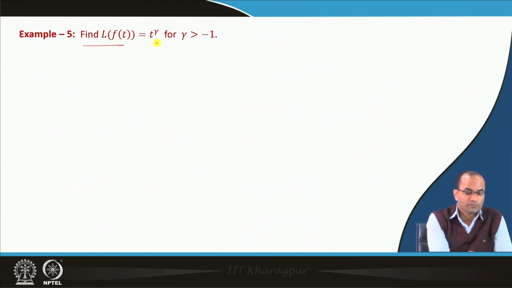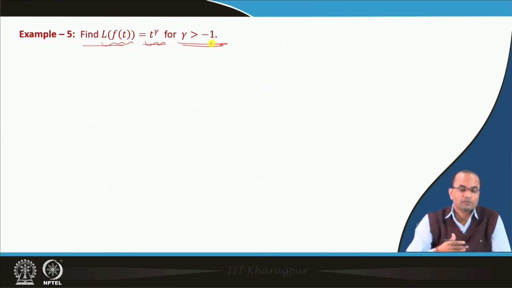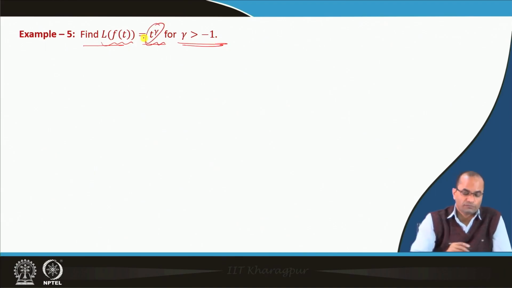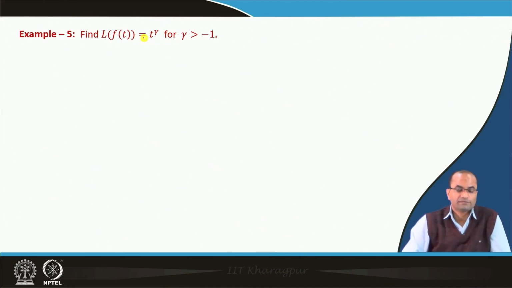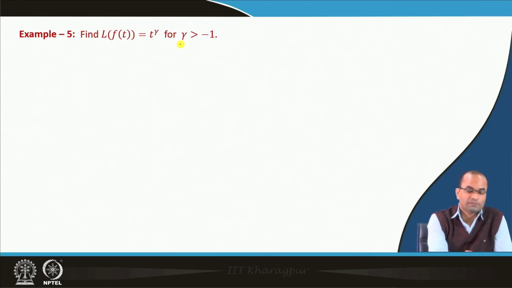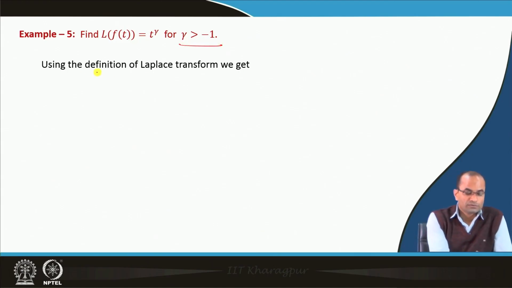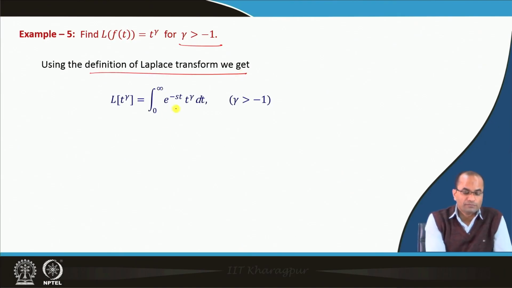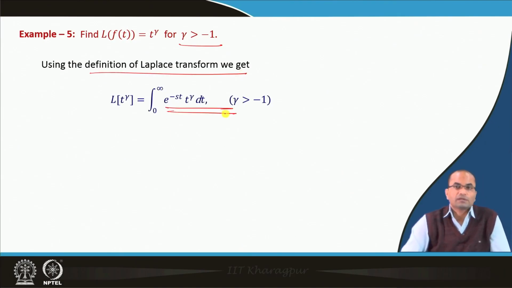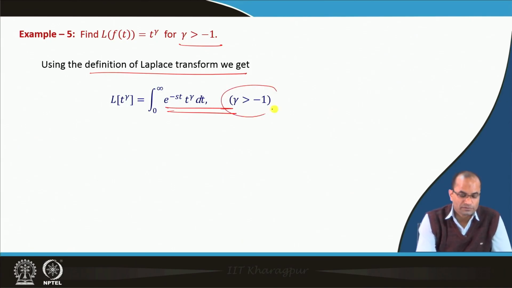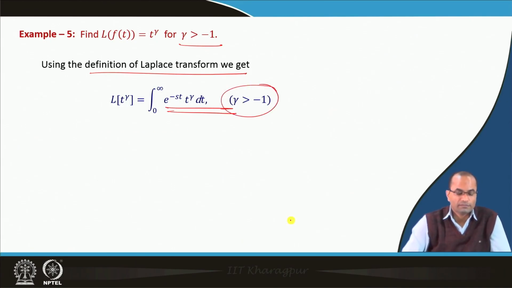Indeed, we have a more general result here, for the Laplace of f of t equal to t power gamma. Now we are not restricting to integers, but we have t power gamma, where gamma is a real number greater than minus 1. In this case also we can get the Laplace transform, again applying the definition of the Laplace transform. Why this restriction, that will be clear in a minute.